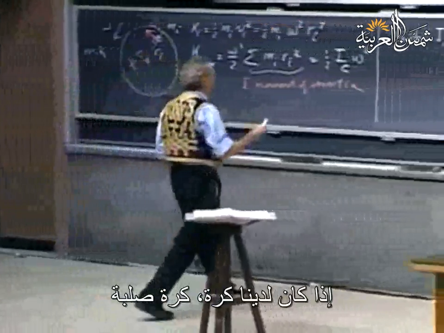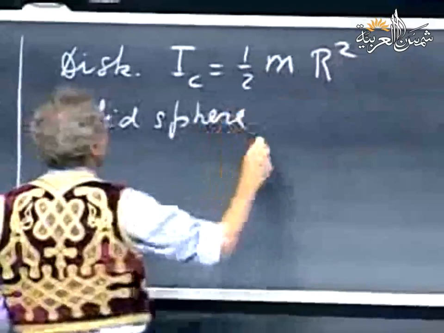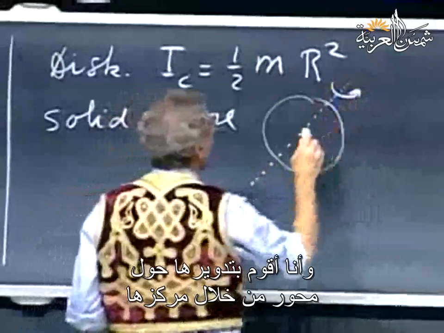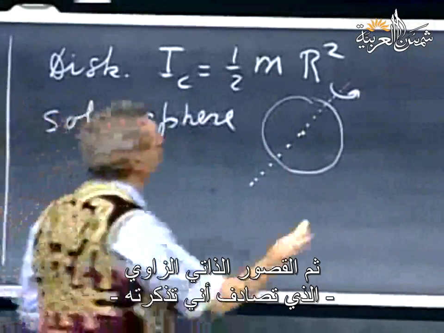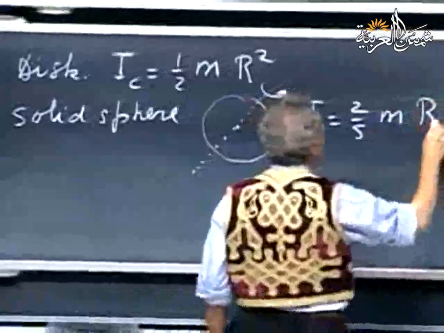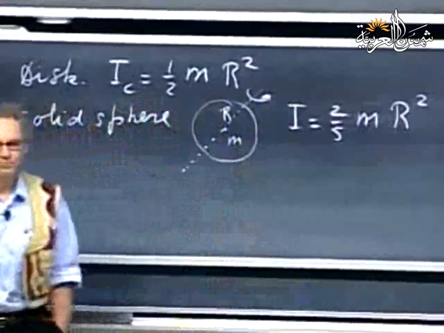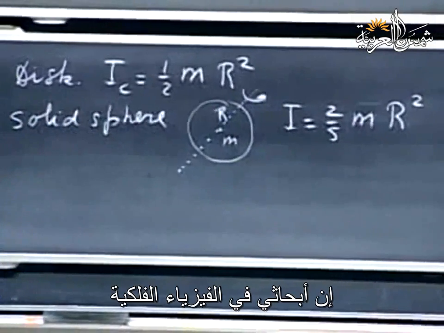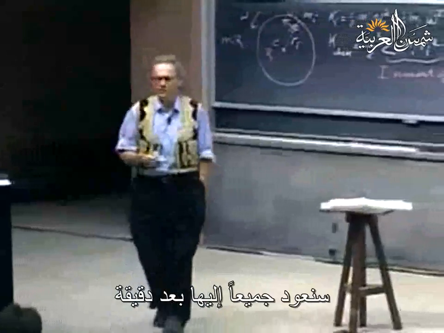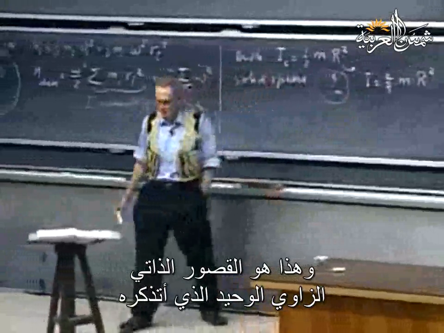If we had a sphere, a solid sphere, and I rotate it about an axis through its center, then the moment of inertia, I happen to remember, equals 2/5 m r squared, if r is the radius and m is the mass of the sphere. My research is in astrophysics. I deal with stars, and stars have rotational kinetic energy. We'll get back to that in a minute. Not in a minute, but today. And this is the one moment of inertia that I do remember.